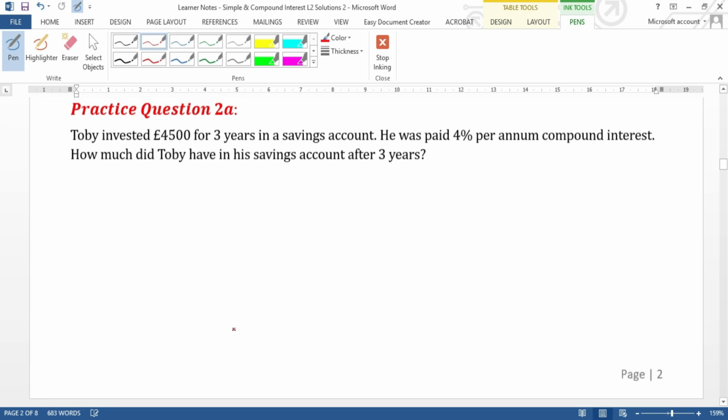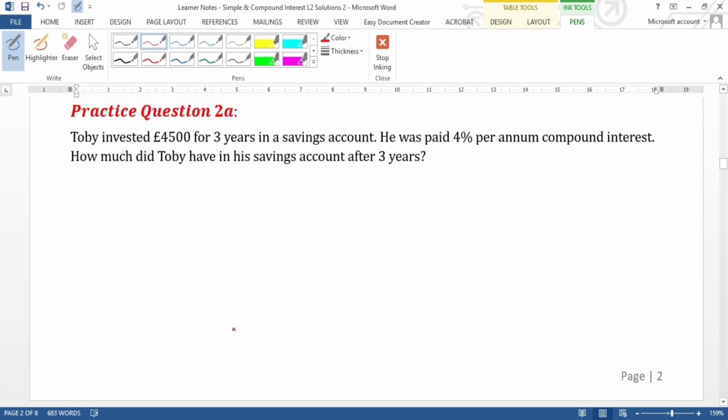If you want to try this yourself, pause the video, and when you're ready, unpause it and we'll check the answer. Practice question 2A says, Toby invested £4,500 for 3 years in a savings account. He paid 4% per annum compound interest. How much did Toby have in his savings account after 3 years?